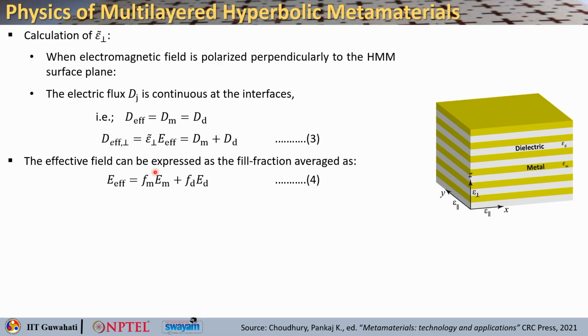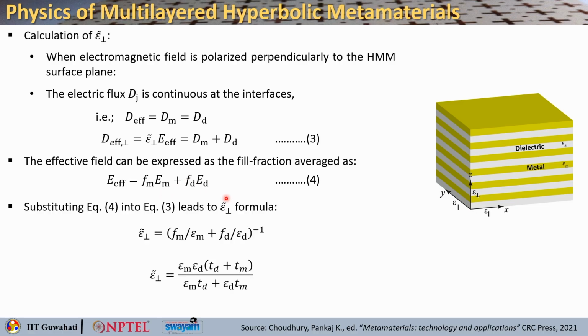So the effective field in this case can be expressed as a volume fraction average: E effective will be nothing but Fm Em plus Fd Ed. Once you substitute this into this equation, you can obtain the formula for epsilon perpendicular, and that turns out to be epsilon perpendicular equals (Fm by epsilon m plus Fd by epsilon d) inverse.